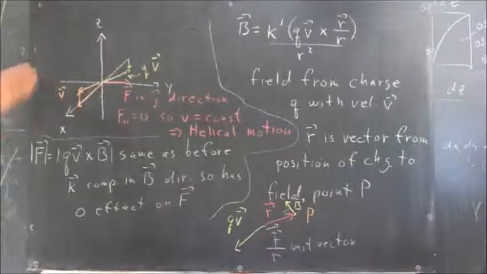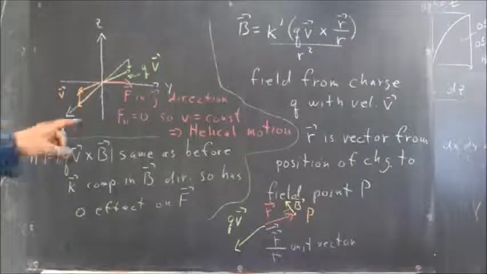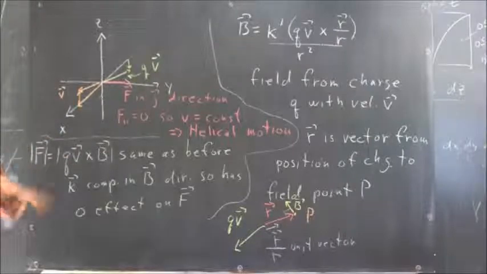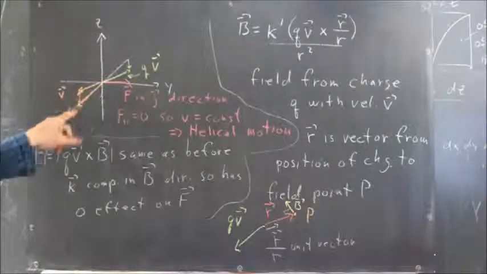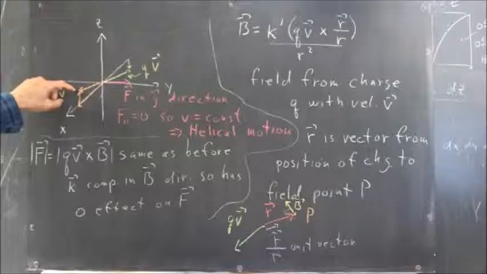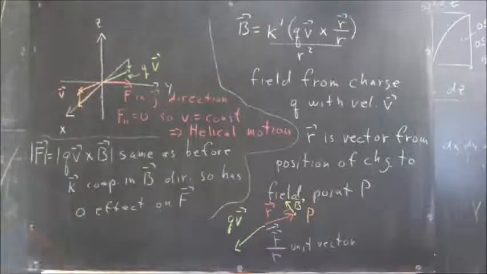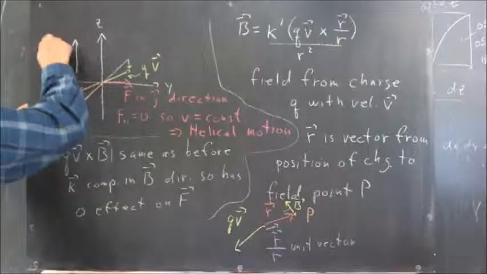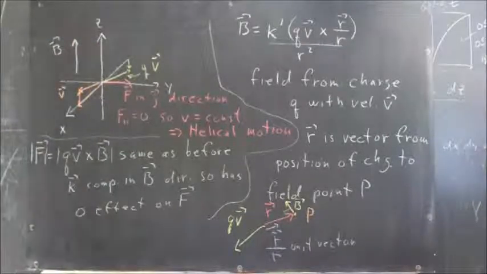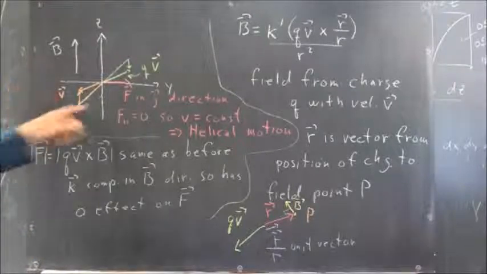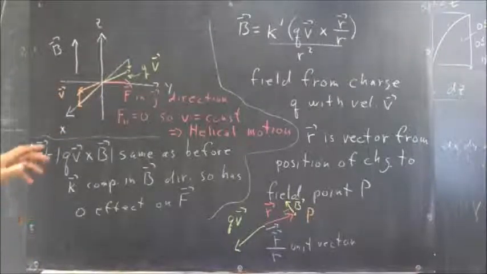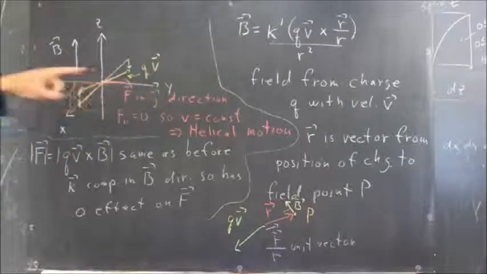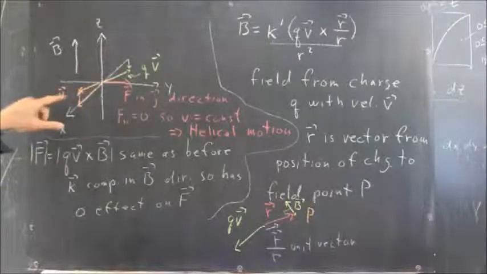Okay, the next question: we have a velocity which has both an x component and a z component in the same magnetic field we've had before. So I probably should indicate a vertical magnetic field. And it's an electron with this velocity, so that its QV is in the direction opposite the velocity.